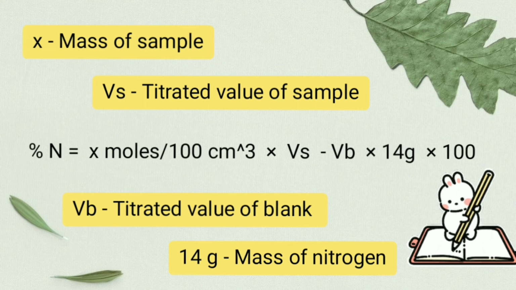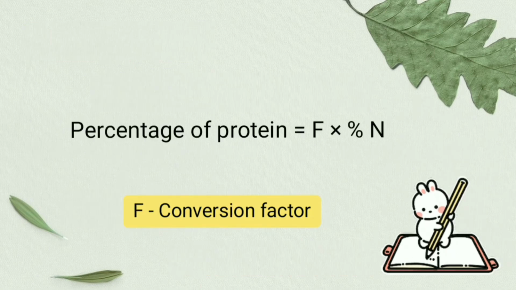Percentage of nitrogen equals x moles divided by 100 cm³ into (Vs minus Vb) into 14 g into 100. X is the mass of sample, 14 is the mass of nitrogen, Vs is the titrated value of sample, and Vb is the titrated value of blank. Using this nitrogen percentage, protein is calculated by the equation percentage of protein equals F into percentage of nitrogen. F is the conversion factor that we discussed while discussing the principle of Kjeldahl method.